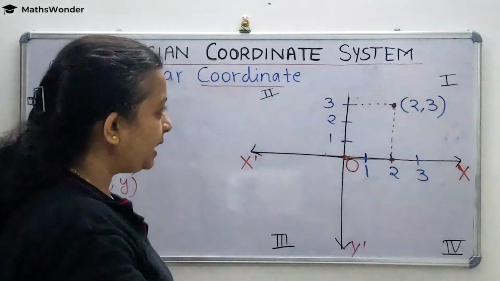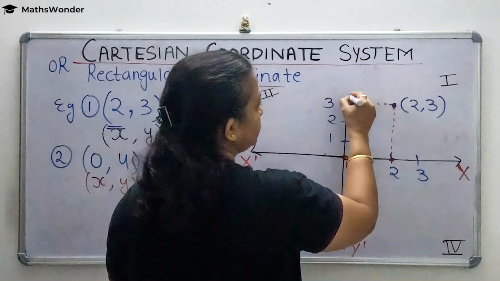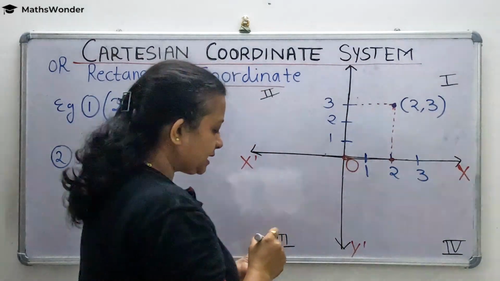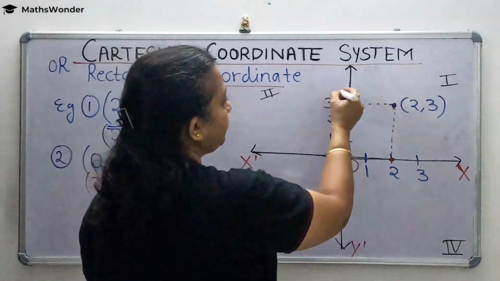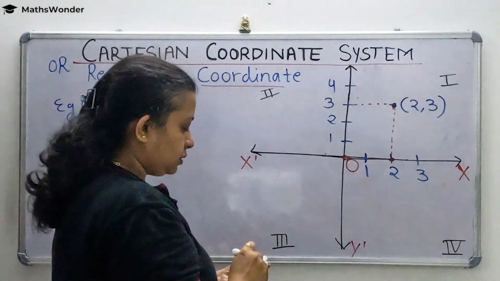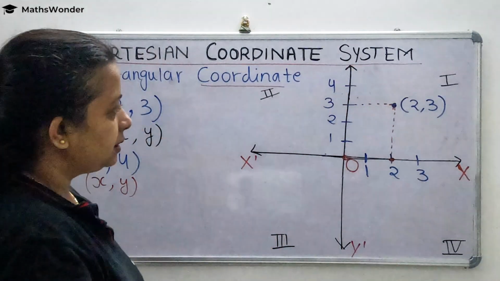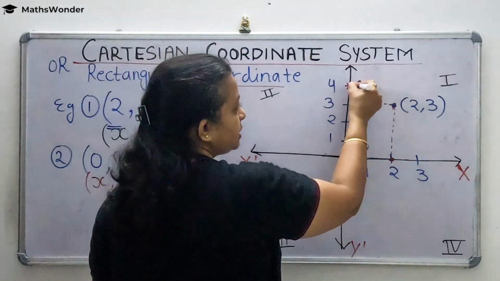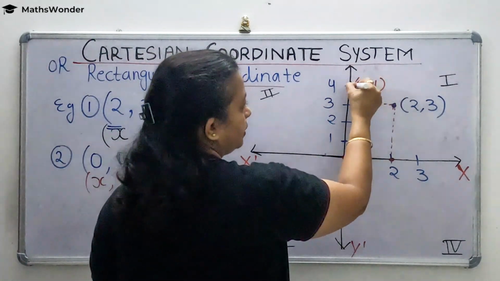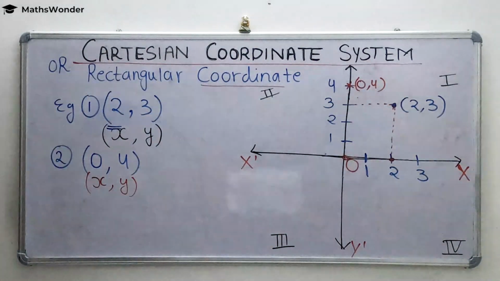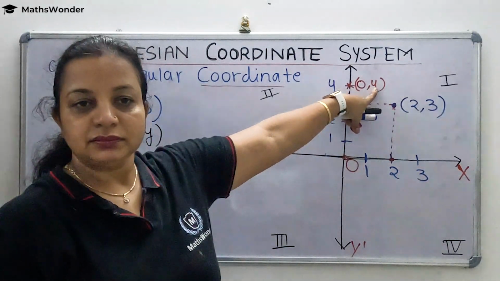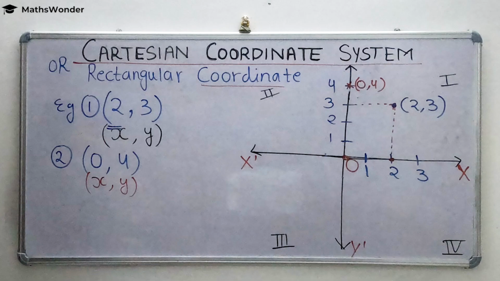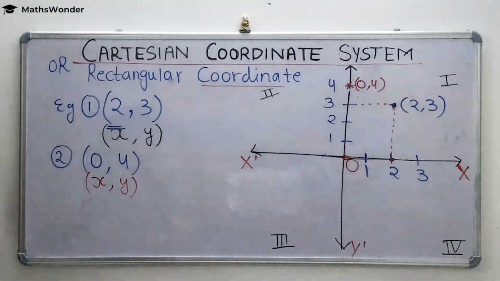In the Cartesian plane, we draw 4. Now I am extending my number line. So this point is (0, 4), because x is 0, y is 4. You can draw it on the number line.